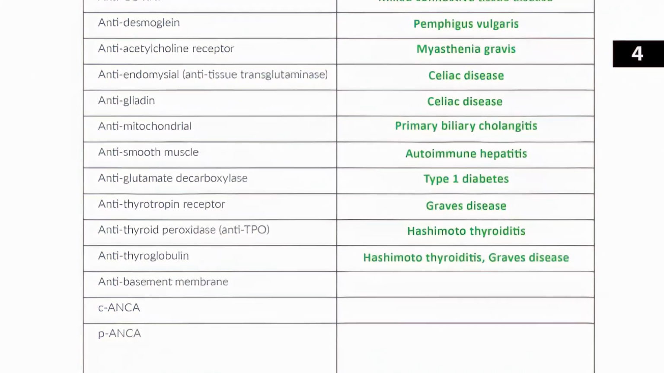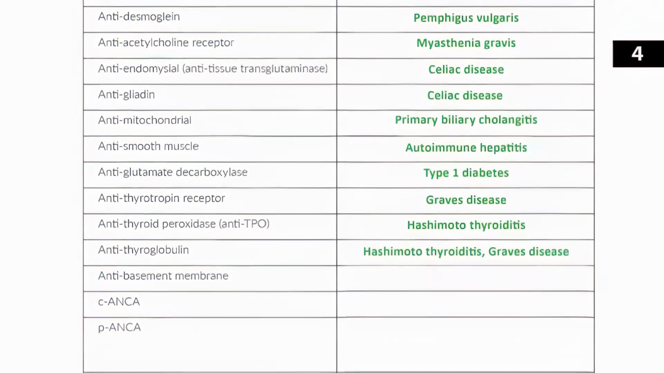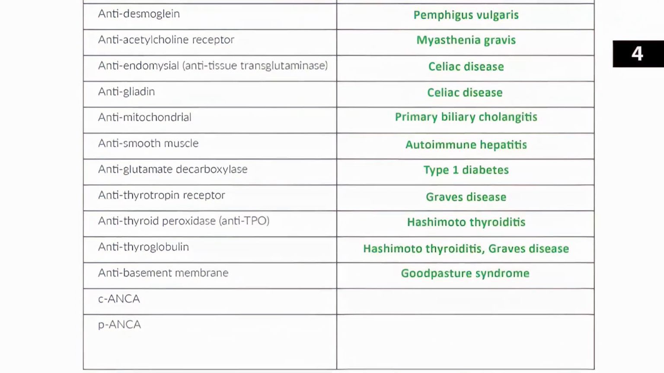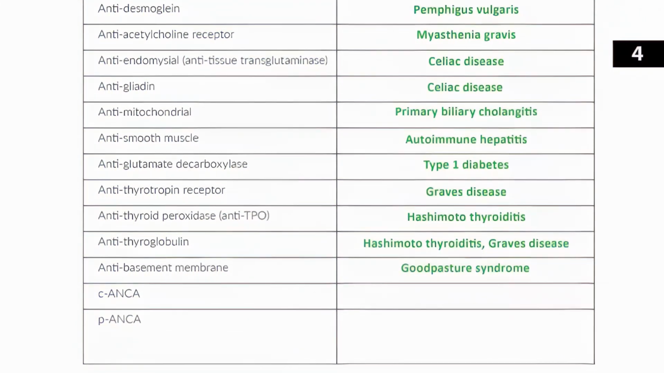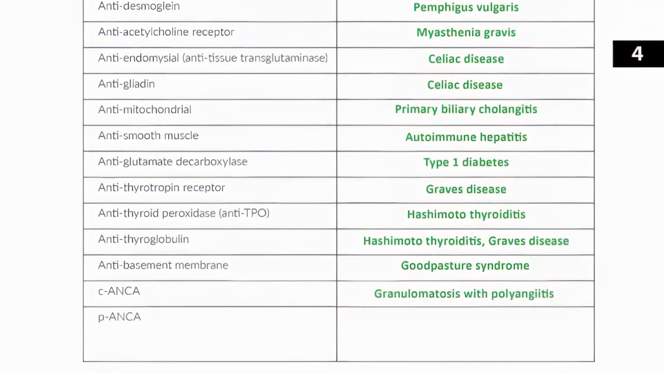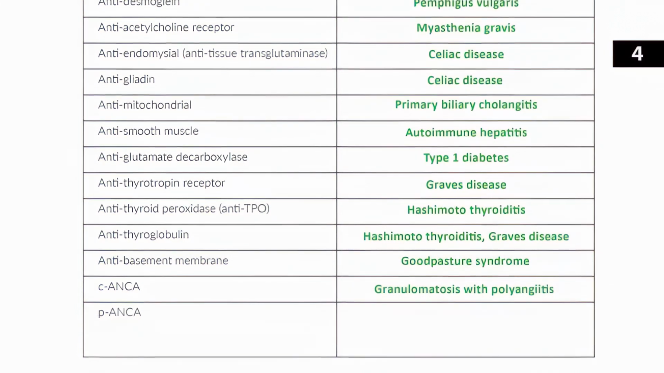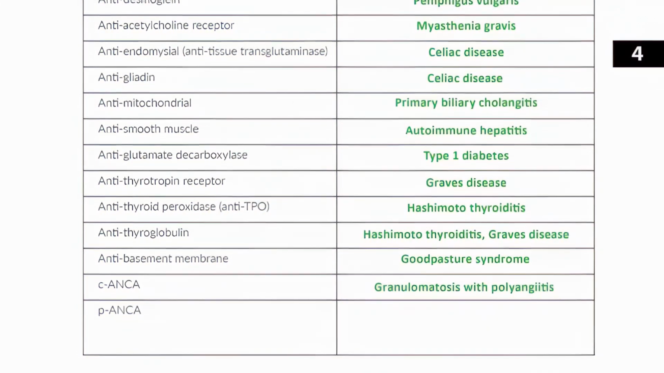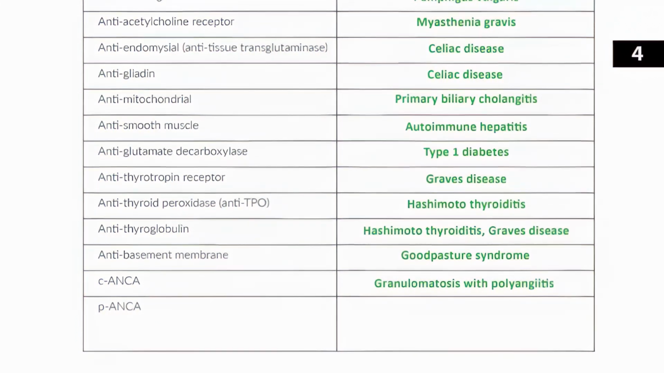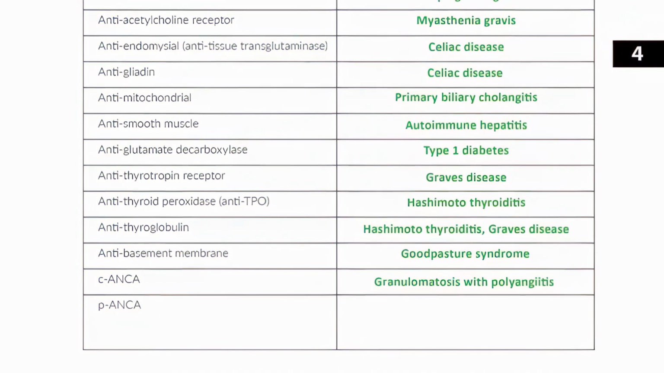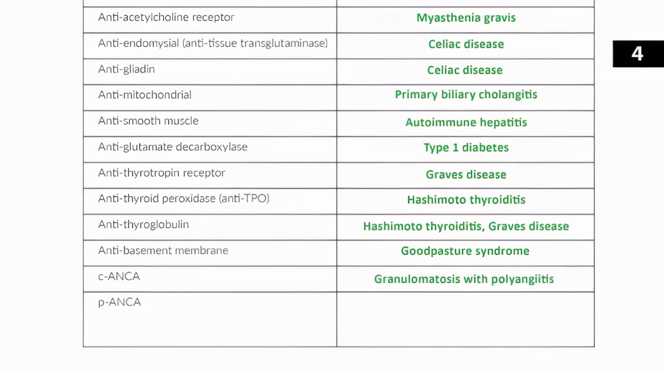And then a few autoantibodies that we see in certain kidney diseases. Anti-basement membrane antibodies are seen with Goodpasture syndrome, and that can affect both the kidneys and the lungs. C-ANCA is seen with granulomatosis with polyangiitis, or the older name for this was Wegener's granulomatosis. This can also affect both the kidneys and the lungs. So link those two together in your mind. If you see kidney disease plus lung disease, think about Goodpasture syndrome and granulomatosis with polyangiitis.